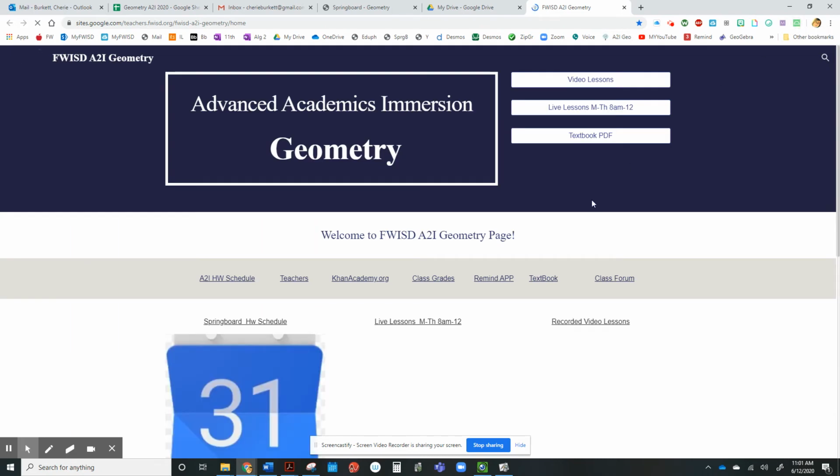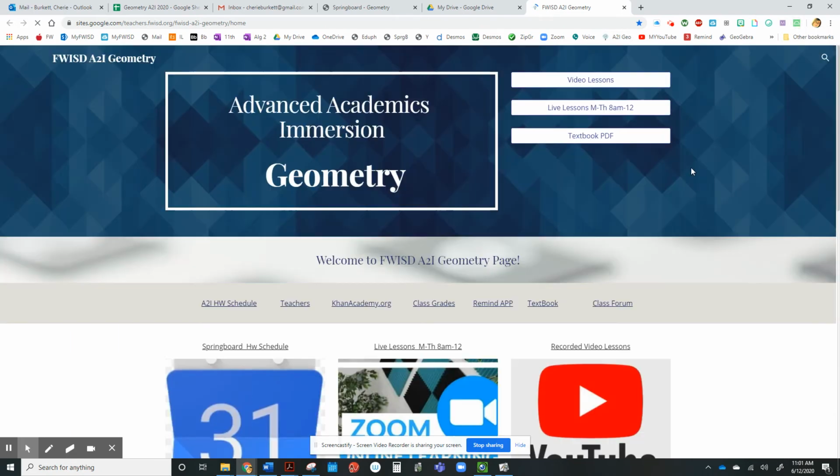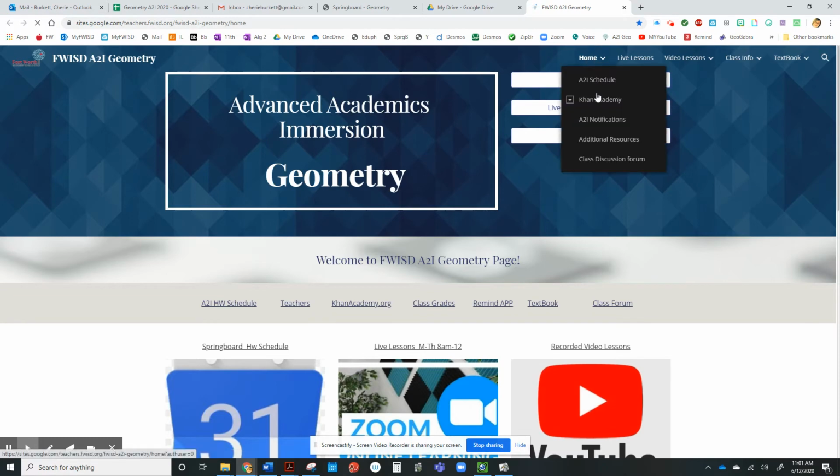On the website, they have made available to you a Chrome extension that you can add. I've already added it. It's this little protractor. If you click on home, additional resources, you will find the link to the Chrome extension.